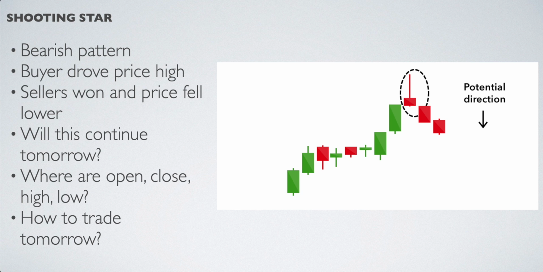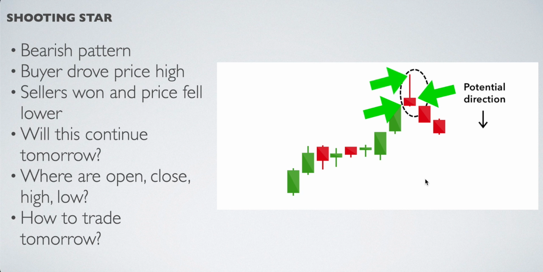Something like a shooting star is essentially the complete opposite of a hammer pattern. We can see that buyers drove the price up during the session, but actually the session finished lower, and we can definitely see that. So let's go through the open, close, high and low. Yes, this is the open, of course. Because the candlestick is red, we know that the higher line is the open, and then of course the close is right here below that because it's a red candlestick.